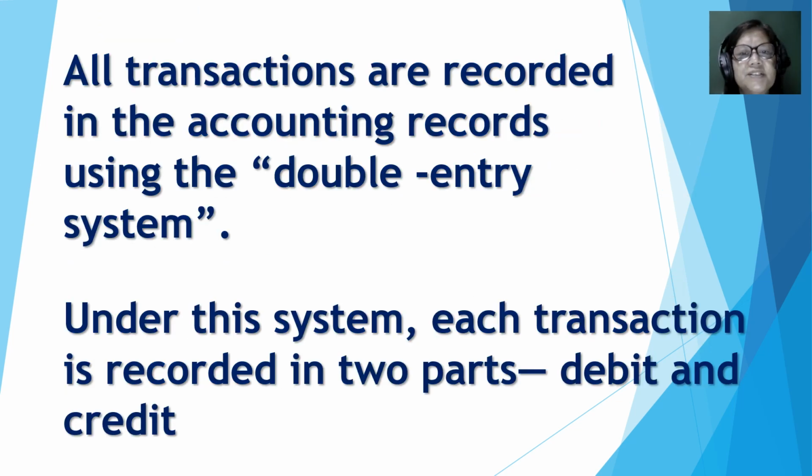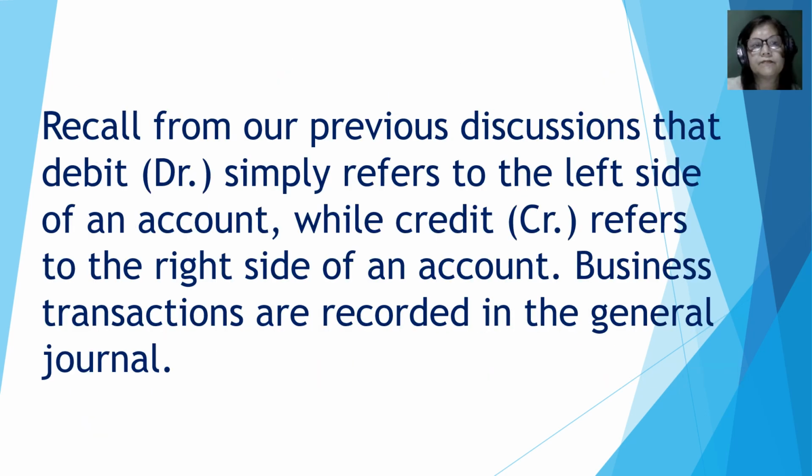All transactions are recorded in the accounting records using the double entry system. Under this system, each transaction is recorded in two parts, that is, debit and credit. Recall from our previous discussions that debit simply refers to the left side of an account, while credit refers to the right side of an account.